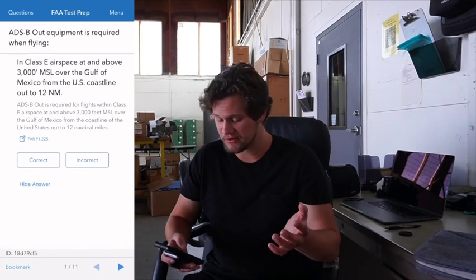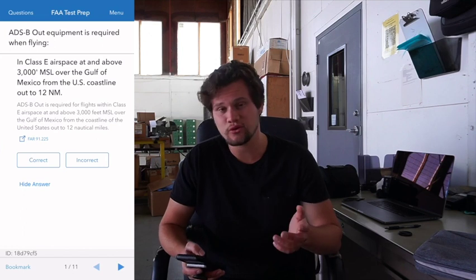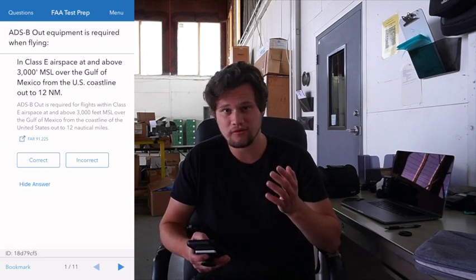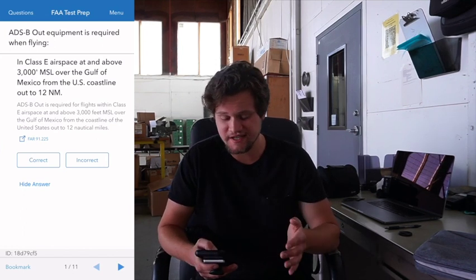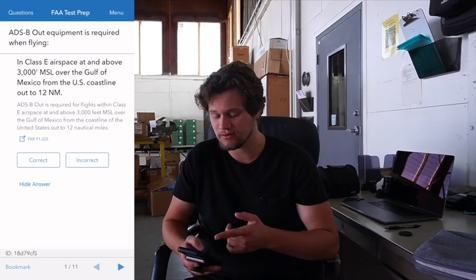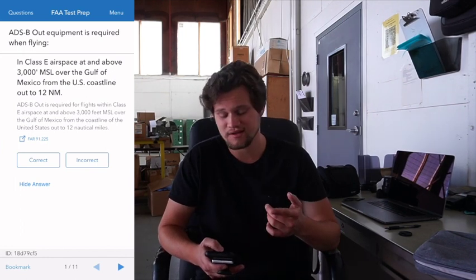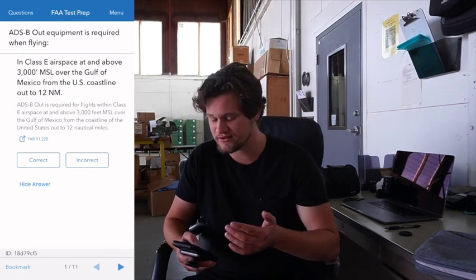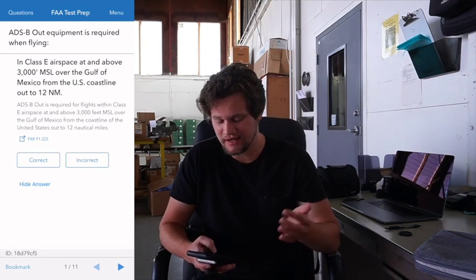How many of you guys would have known that? But according to the FAA, they have 11 questions about ADS-B out, and for sure one of them is going to show up on the test. So it just gave us one of the answers to them. So if we see that question, we'll be able to answer it and just remember that question and then move on to the next one.